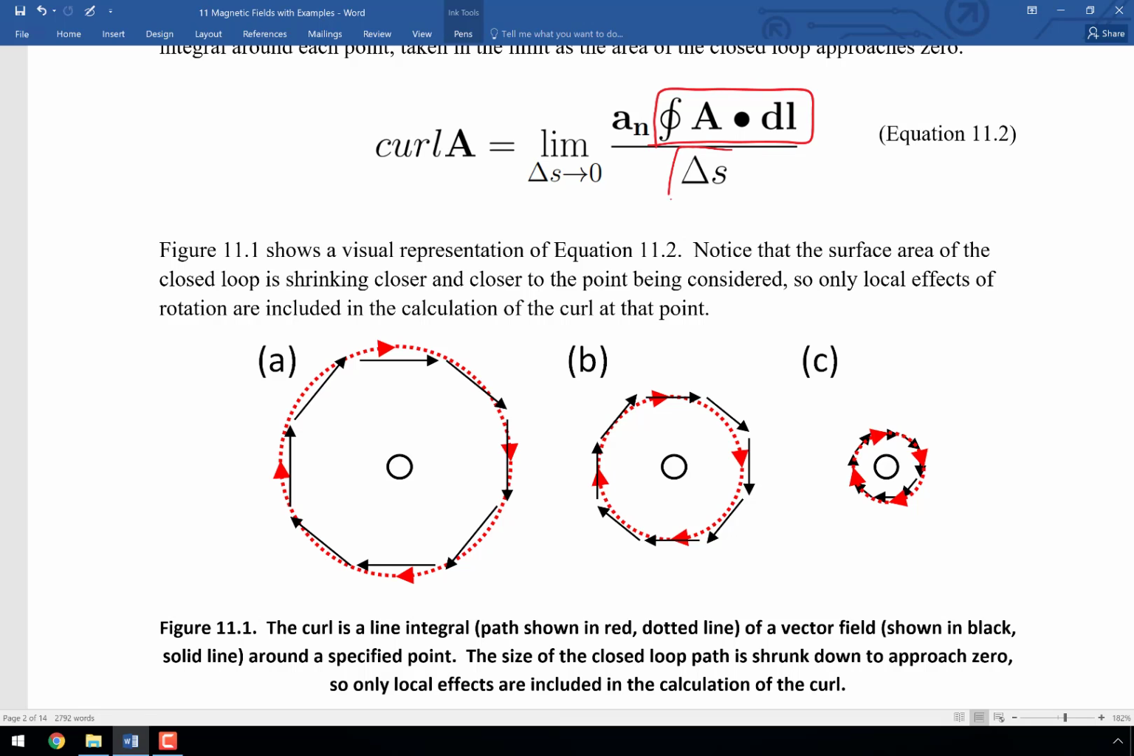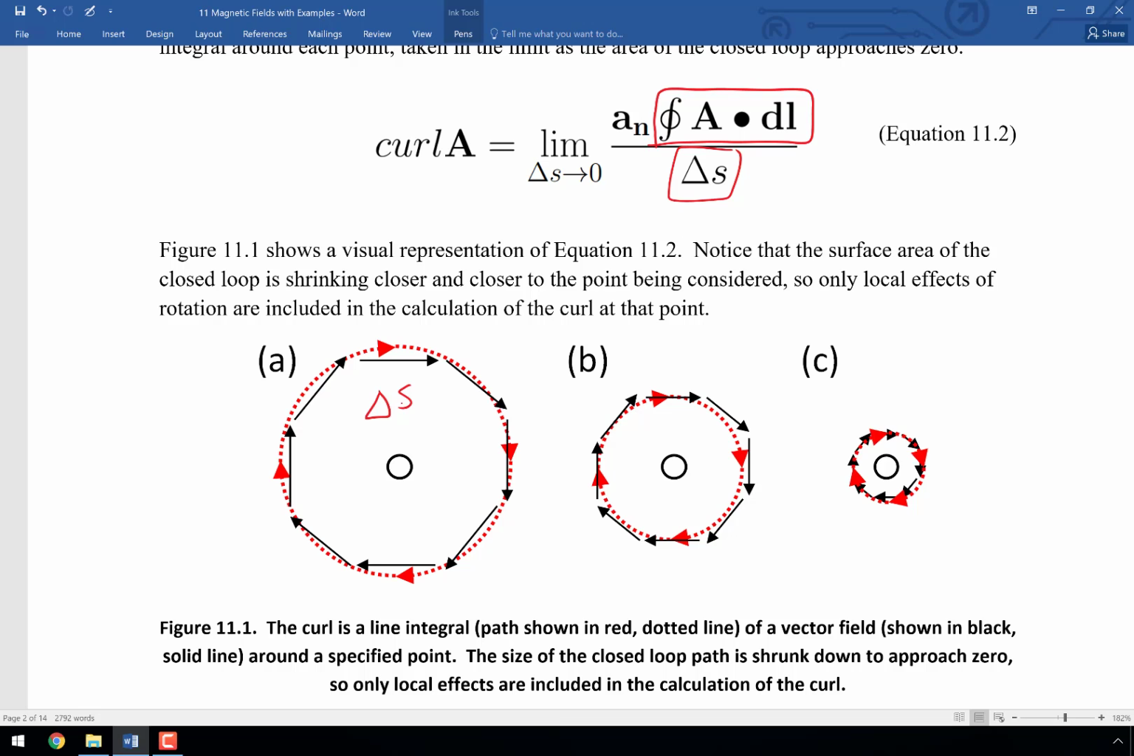But of course, the size of the line integral will help to determine how much of that vector there is. So we're going to divide by the surface area. So that surface area is this delta S that's inside of that circle. And I've shown in figures A, B, and C that the vector does in fact have rotation. So at all points, it is pretty much generally pointing in the same direction as the path. The black arrows there represent the vector field itself.